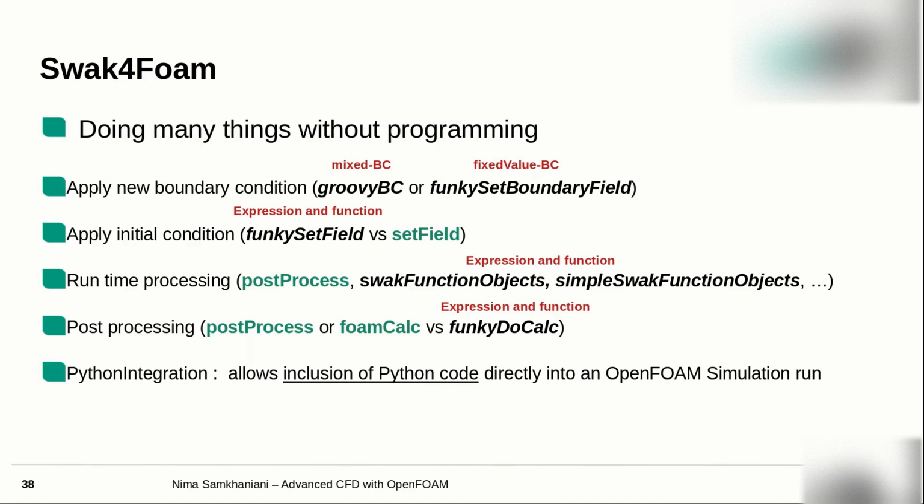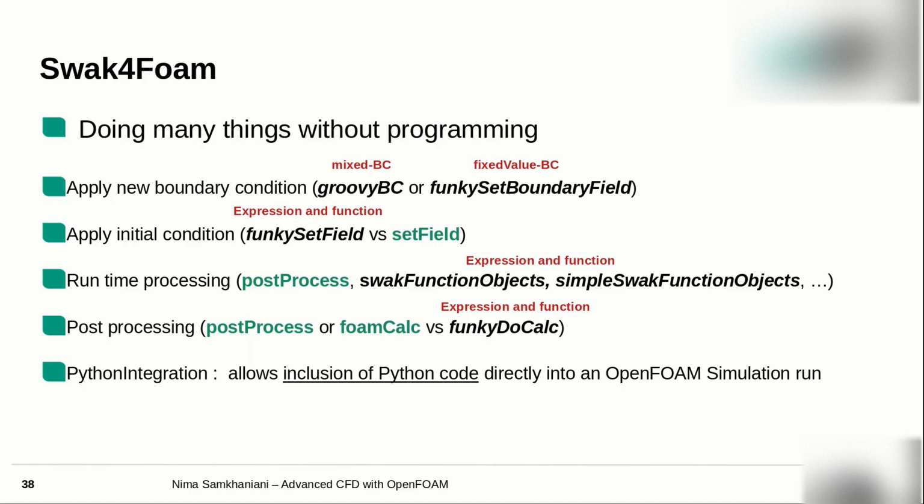For example, if you want to apply a new boundary condition, you can use groovyBC. If you want to apply initial conditions instead of the OpenFOAM setField utility, you can use funkySetField. Or when you want to do runtime processing instead of post-process, or function objects, you can use a swak version, swak function objects and simple swak function objects. Even though for post-processing you have postProcess, or in some versions of OpenFOAM, foamCalc, instead of that you can use funkyDoCalc in swak4Foam.